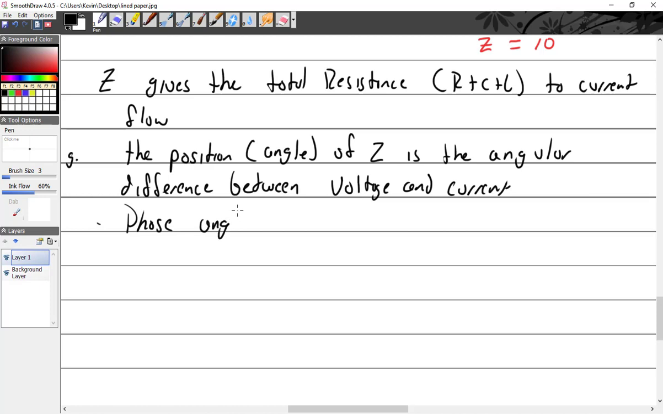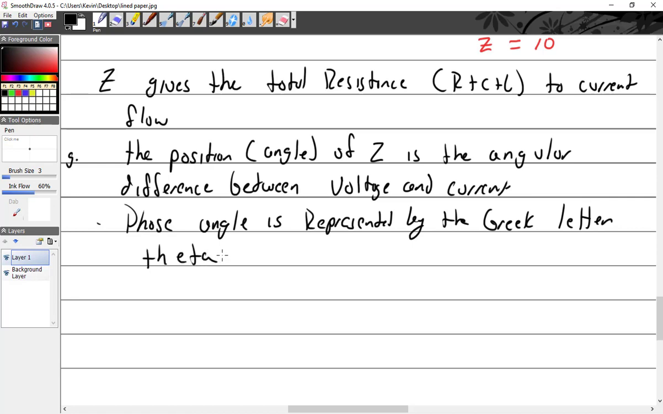Phase angle, that's the phase angle, we know what that is, right? Is represented by the Greek letter theta, which is kind of a zero with a line through it. Okay, so what have we figured out so far?